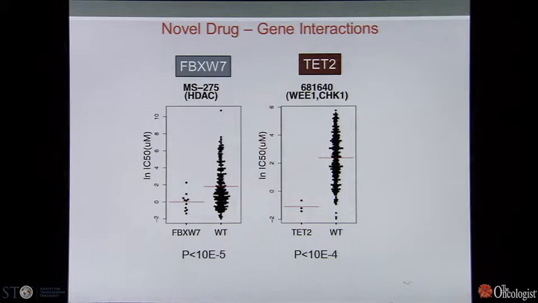And so some of these results are pretty strong statistically speaking, considering the number of cell lines that we have in the collection. For example, mutational events in FBXW7 are related to MS275 sensitivity, or TET2 related to WEE1 CHEK1 inhibitors.